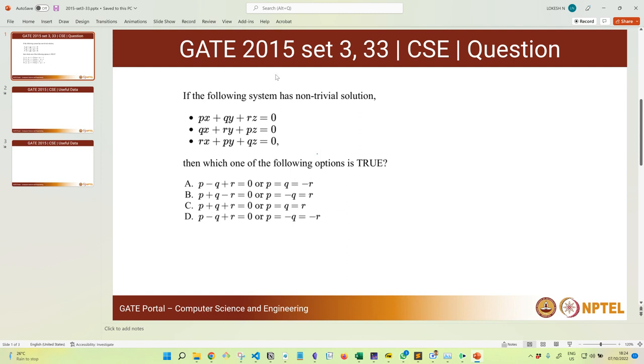So this is GATE 2015 set 3 question, question number 33. Here they have given us system of linear equations and they are asking us to find which of these conditions is necessary for the system to have a non-trivial solution.